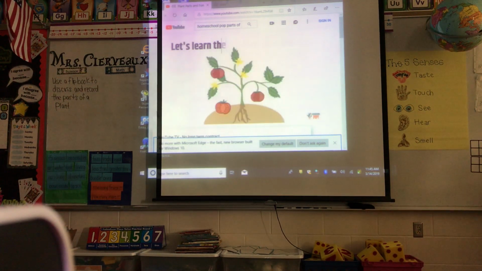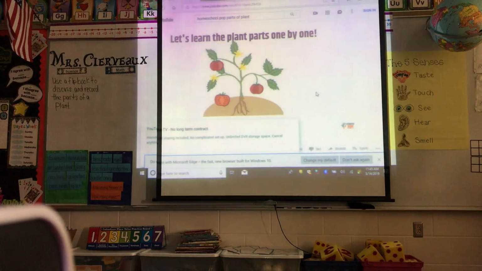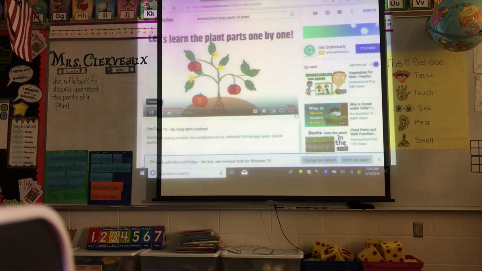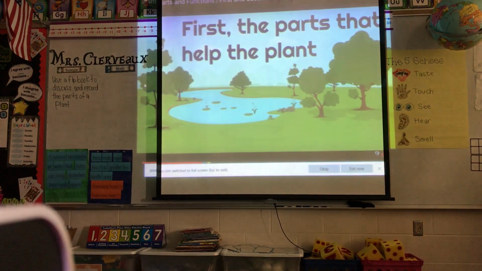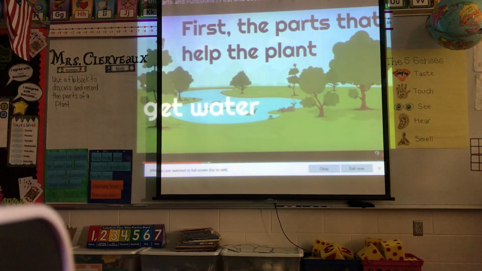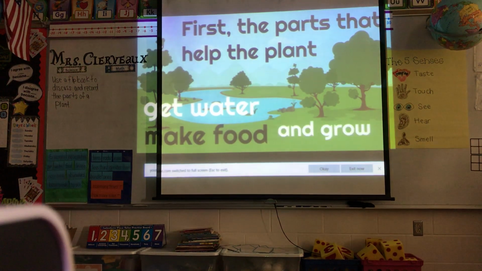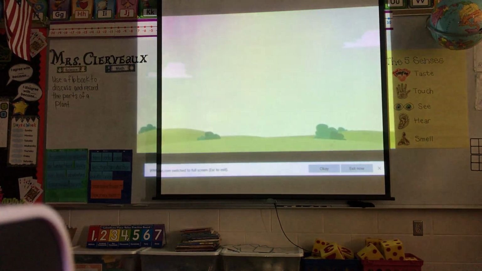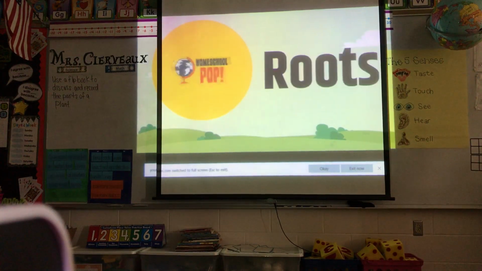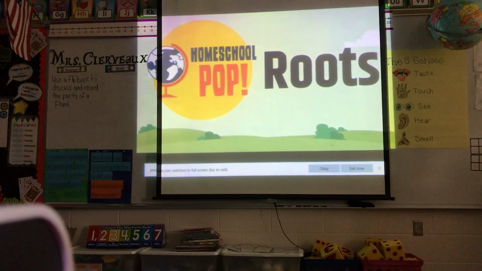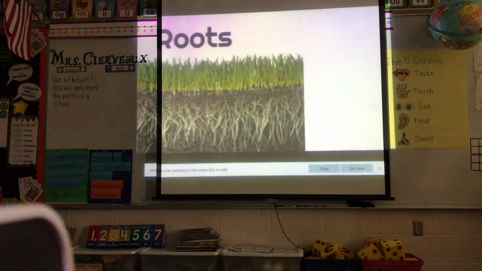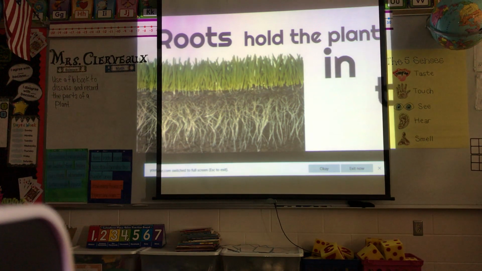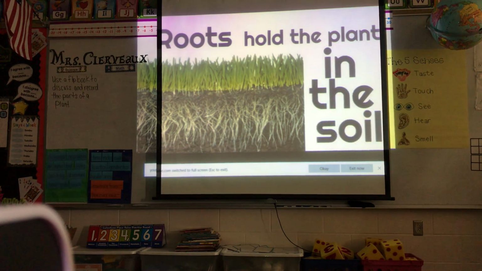Let's learn the plant parts one by one. First, the parts that help the plant get water, make food, and grow. Okay, so the first plant part we're going to look at today are the roots. Roots have a special job. You see, roots hold the plant in the soil. The soil is the dirt in the ground.